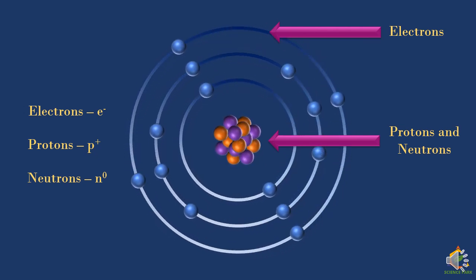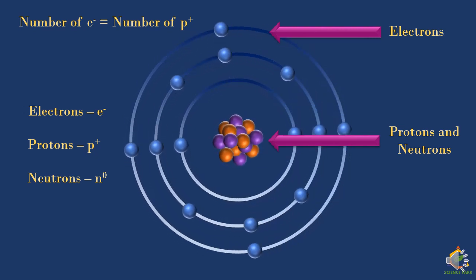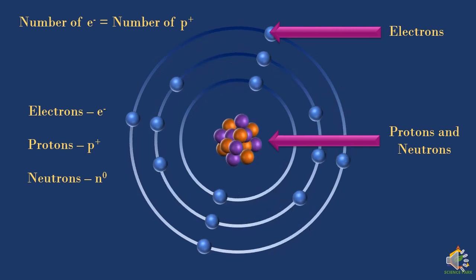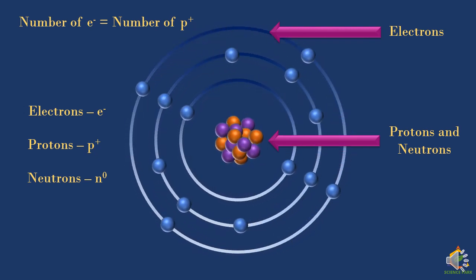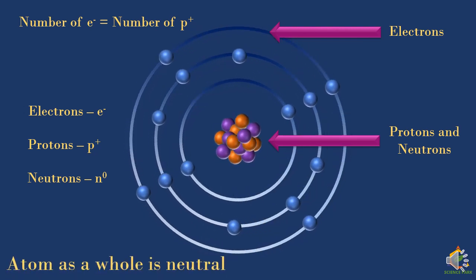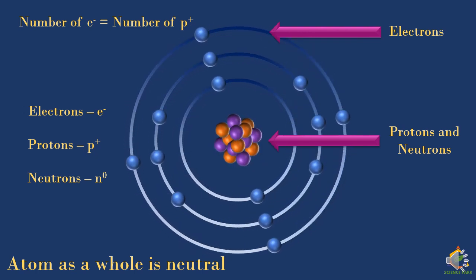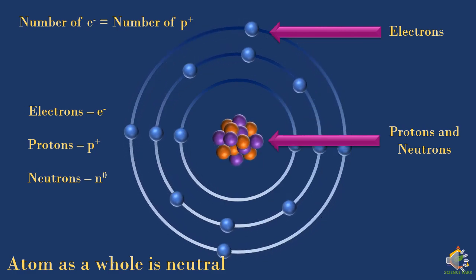And in a given atom, we also know that the number of electrons is equal to the number of protons. That is, the number of negative charges is equal to the number of positive charges. Hence we say that the atom as a whole is neutral. If you take any atom, it is not charged, it is always neutral.